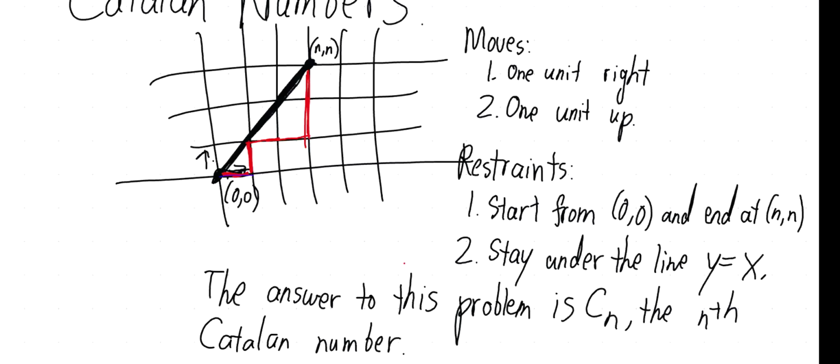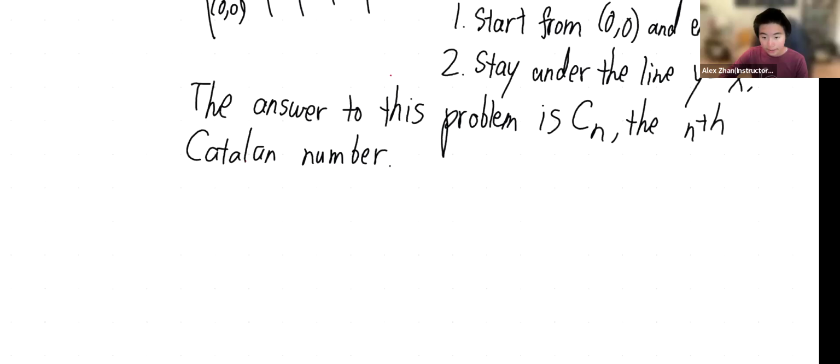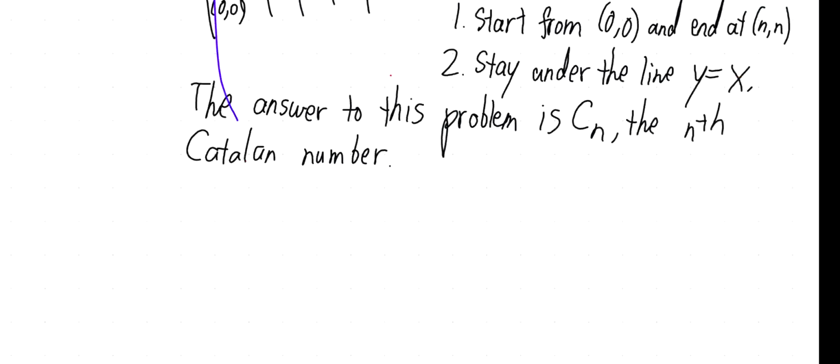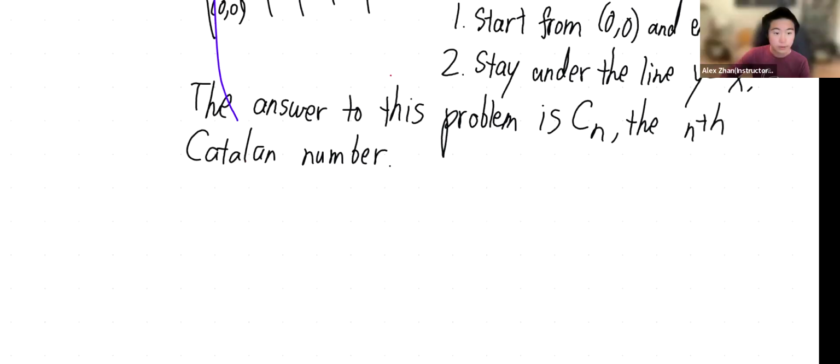Okay, so I will explain how we derive the formula for Catalan numbers. Some of my friends are here. Actually, I only see one of my friends here. Okay, Darren, you were unmuted earlier.